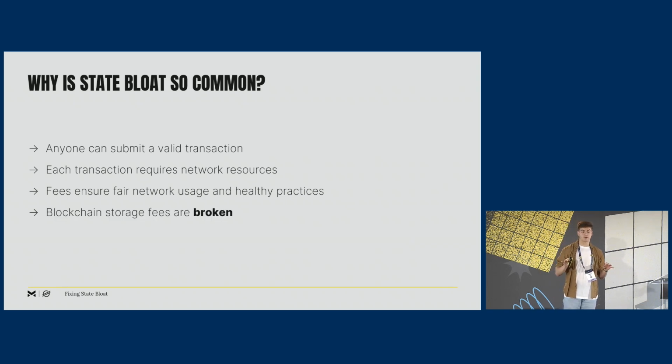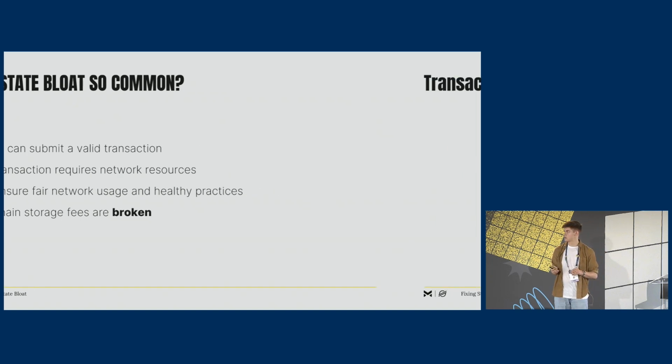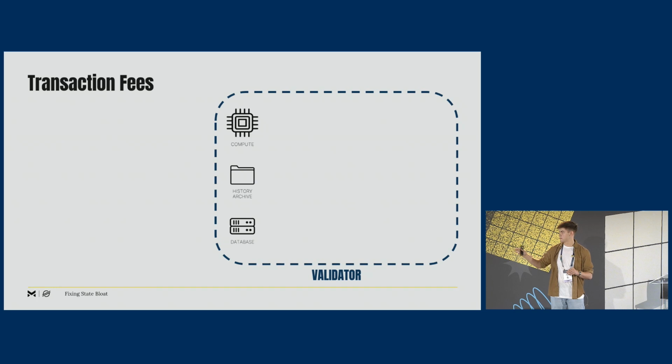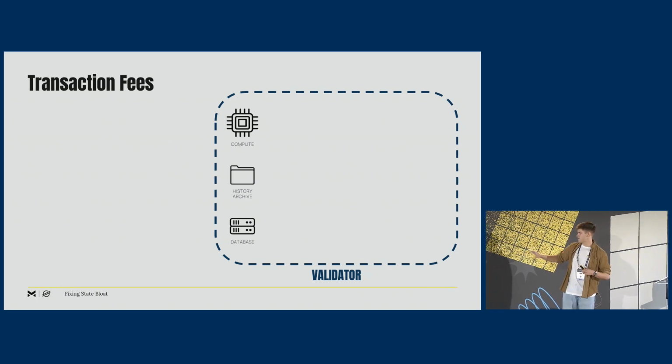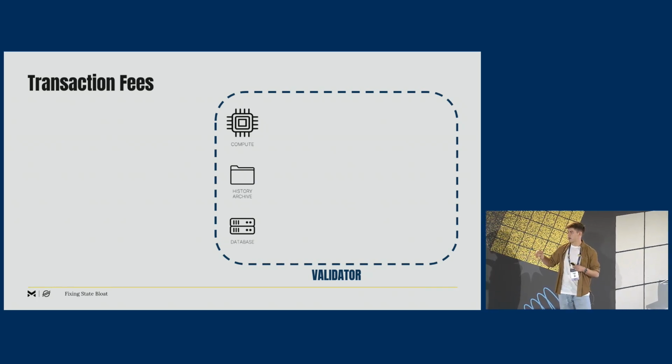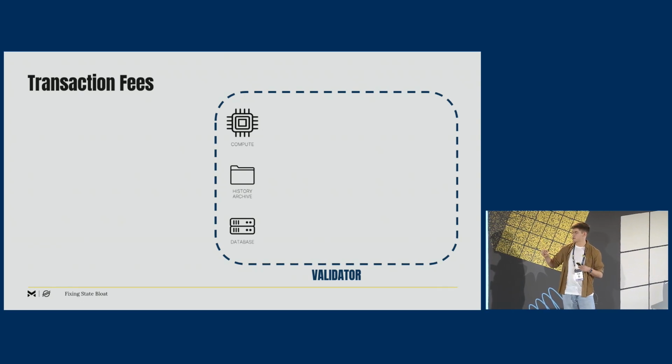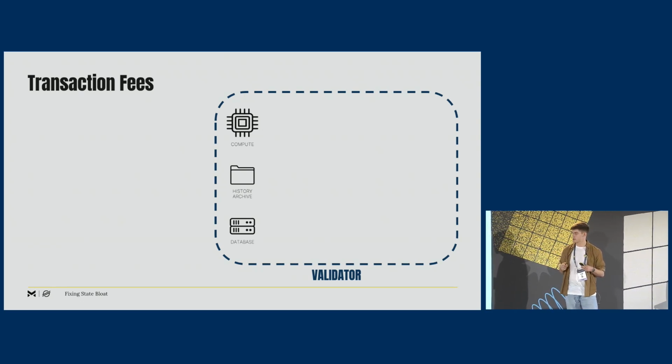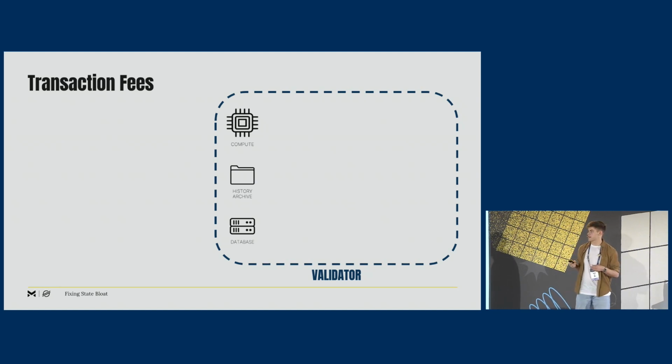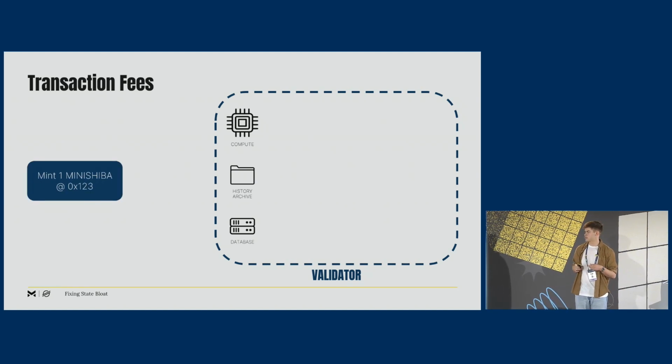But the fundamental issue is that when it comes to storage fees in particular, the storage fee system on both Stellar and all other public blockchains is fundamentally broken. So how is this broken? On the right, you can see the diagram of a validator. We have three different resources: a compute resource, a history archive or network resource, and finally our database resource. Let's consider the transaction where we mint one Mini Shiba token at our address 0x123.